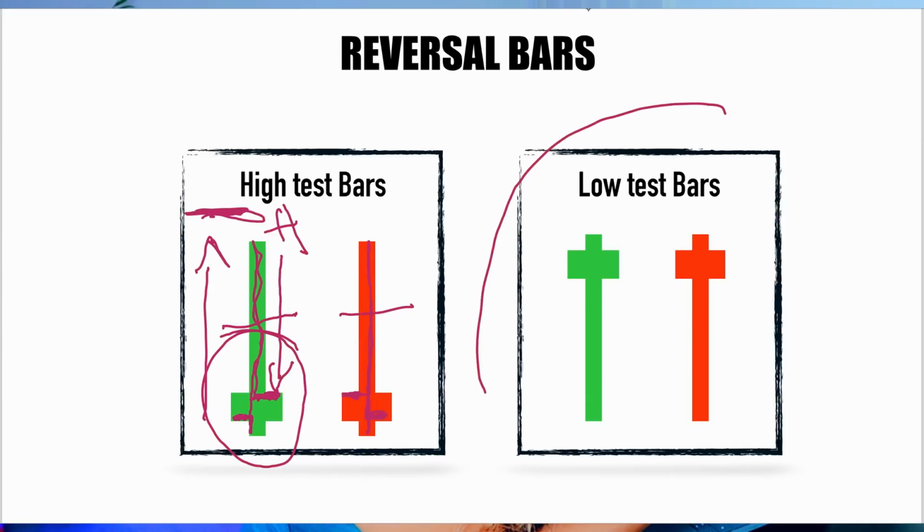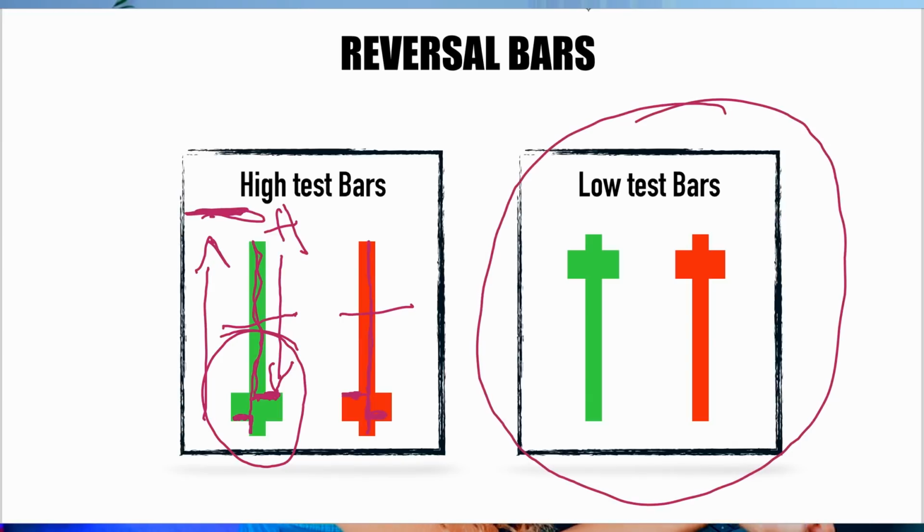What are low test bars then? Low test bars are the exact opposite. Split the bars in half, and if you have this little thing happening here, and it's got a nice long wick, then that is considered to be a low test bar.